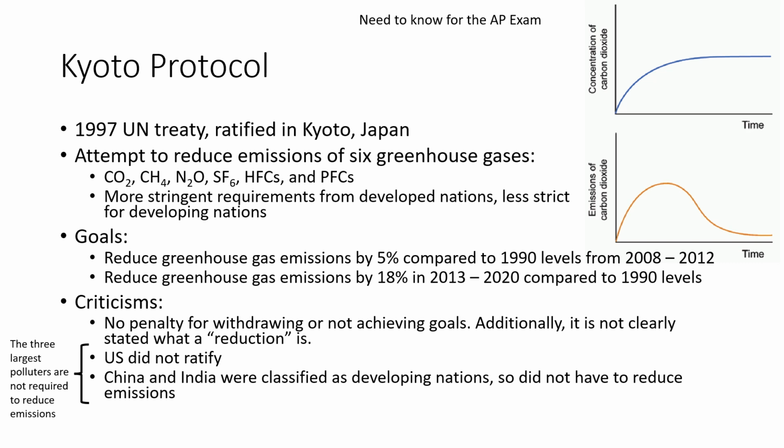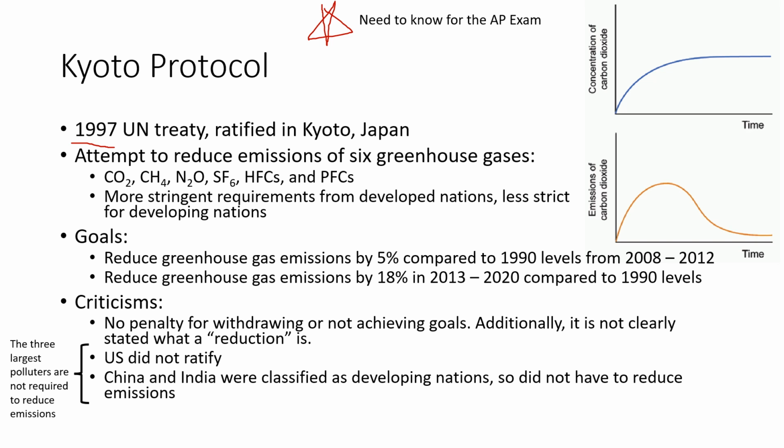All right, so before we get into climate change, a couple pieces of legislation or a couple treaties. The first one you do need to know for the AP exam, so definitely know the Kyoto Protocol for the AP test. This is one of the 11 pieces of legislation that we need to know for the class. This is a 1997 treaty.